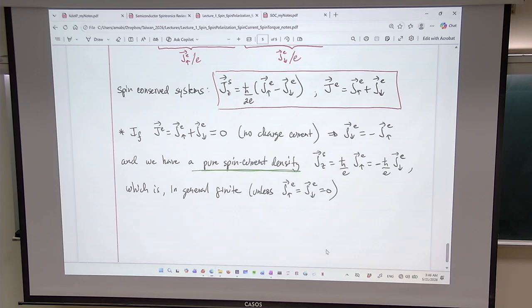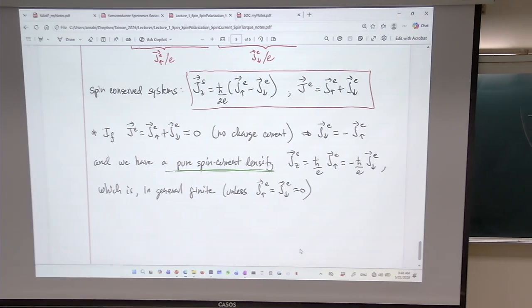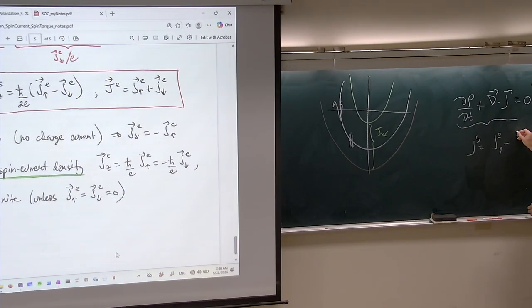Yes. Can you describe again why the charge current is zero while the spin current can be not zero? Right. So, if the spin is conserved, we have that the spin current is the charge current of spin up minus the charge current of spin down. And the charge current is the sum of these two, right? Yes.